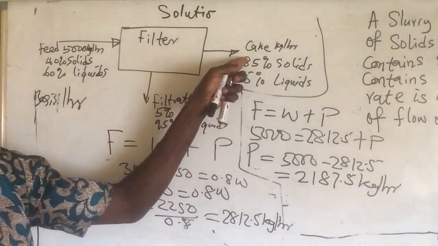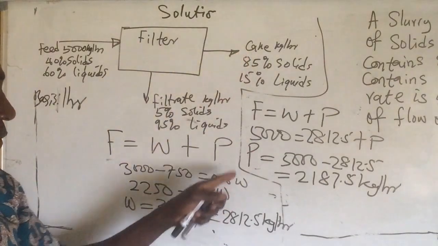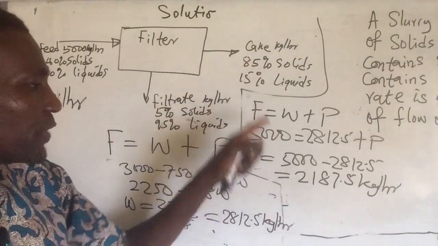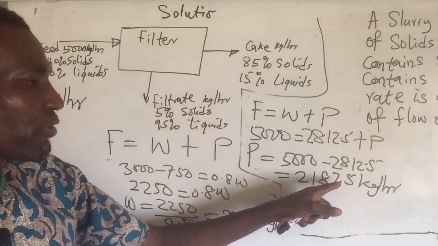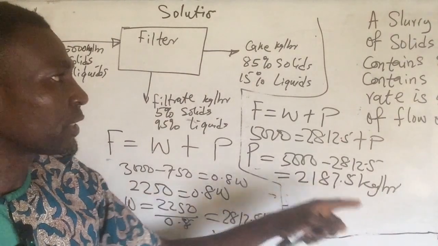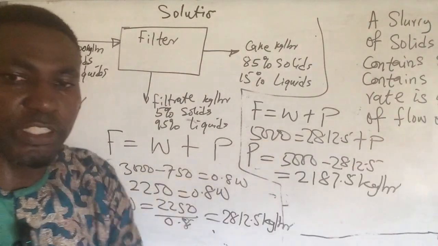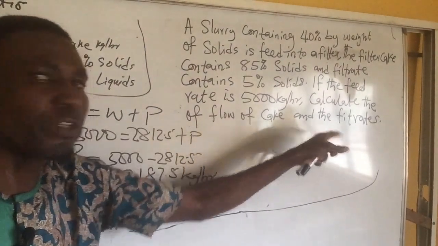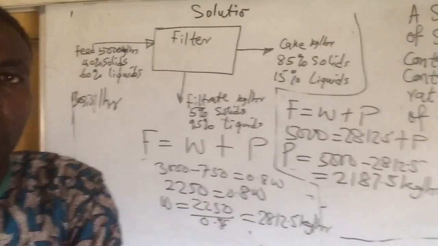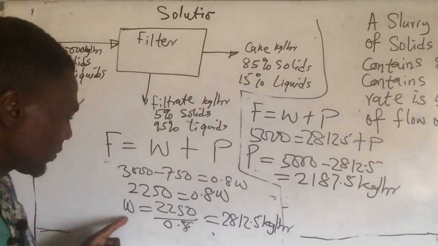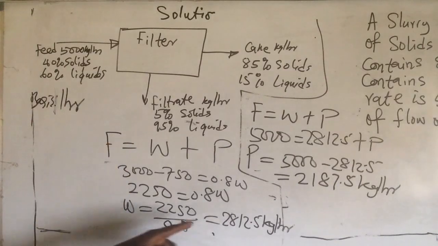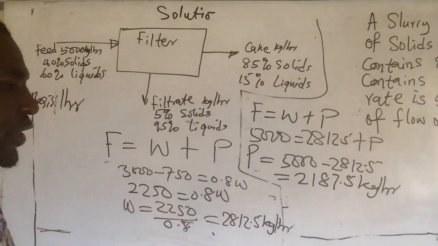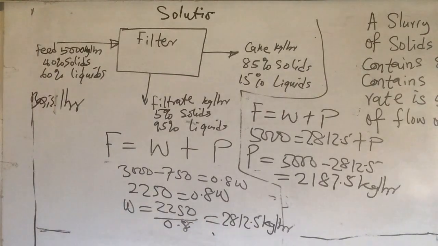The flow of cake, which is our P, you know, cake represents our P, is now 2,187.5 kilogram per hour. Then he also says we should calculate the feed rate, calculate the flow of cake and the flow of feed rate. So the flow of feed rate, which is our W, is 2,812.5 kilogram per hour. So this is how to calculate it.